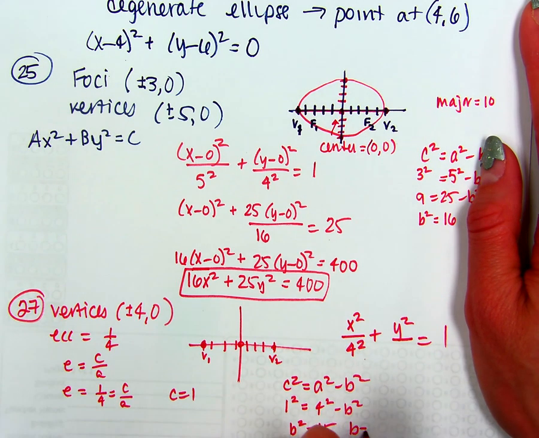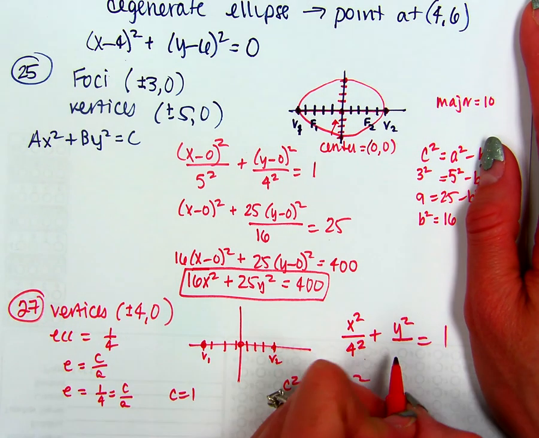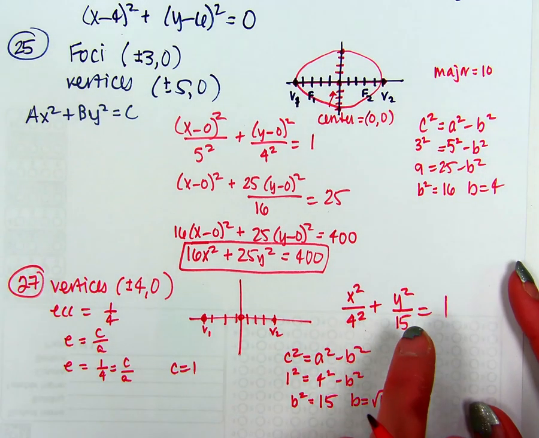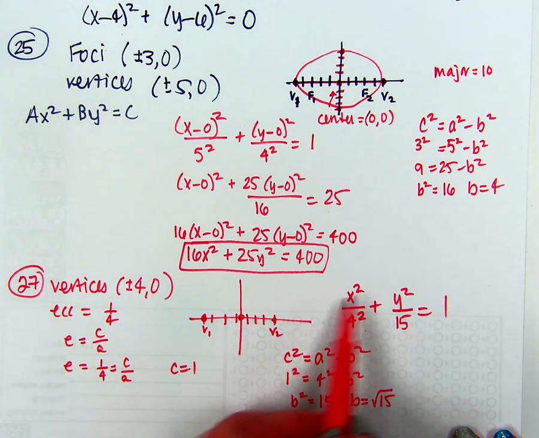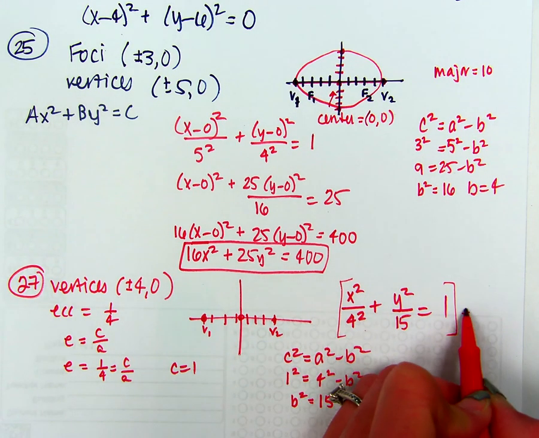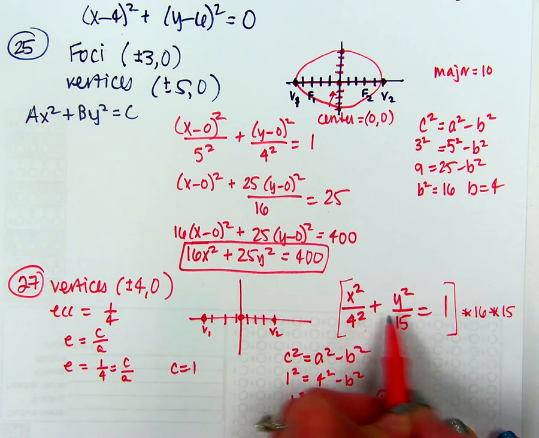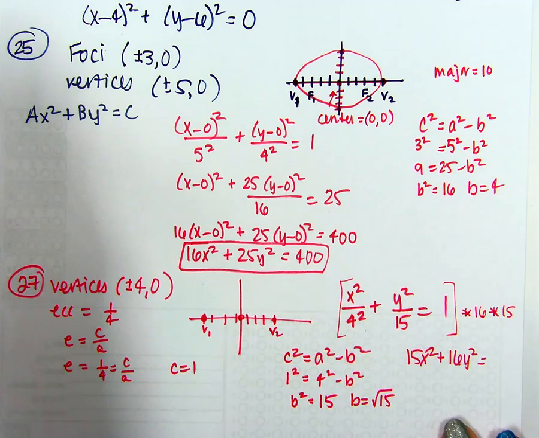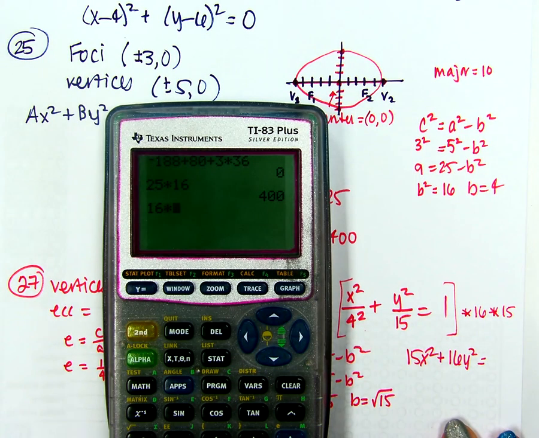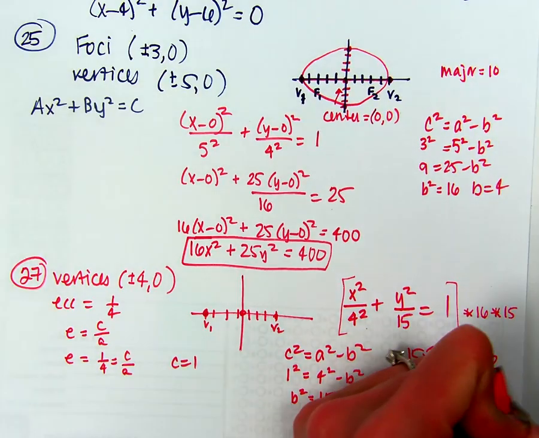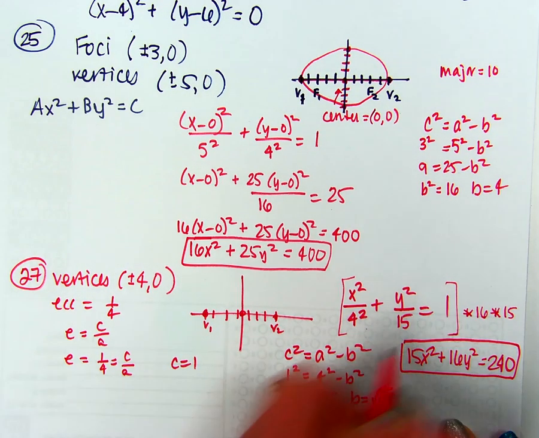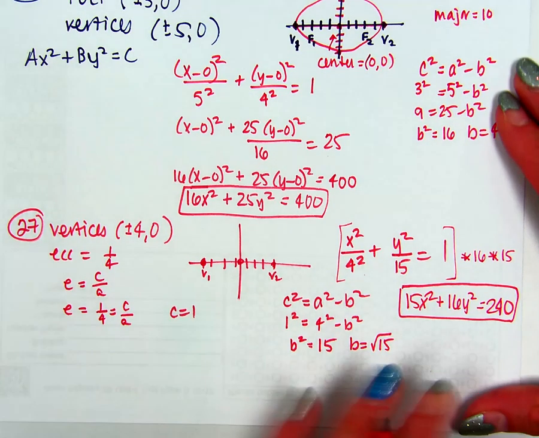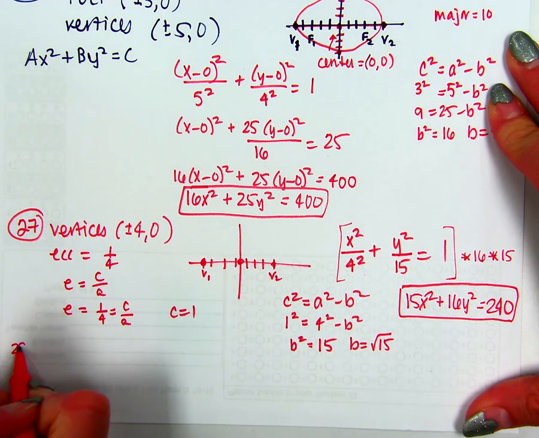So b is equal to root 15. So this is going to be just 15, right? Root 15 squared is just 15. And then this technically would be okay, except I need to multiply by 16 and then by 15 to get rid of my fractions. So this is going to become 15x squared plus 16y squared, and whatever 16 times 15 is, that's 240. Equals 240. A lot of times we're not going to ask you for answers like this, but maybe on a multiple choice they would have that listed as your options.